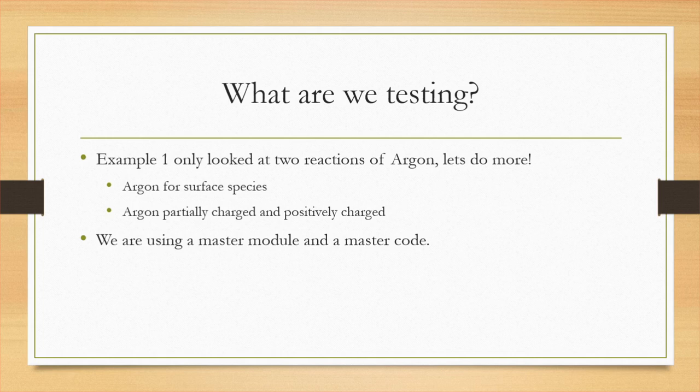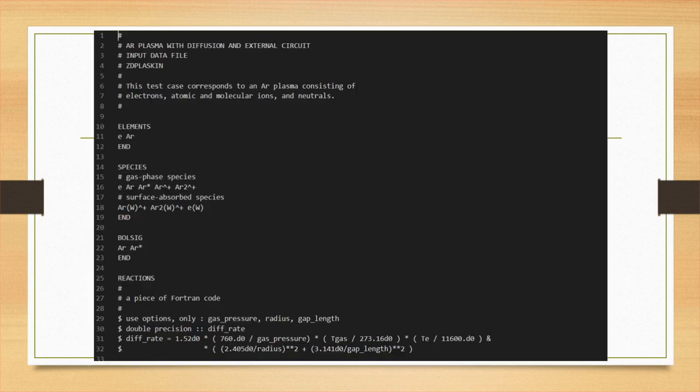In the next slide, I have shown the section in the connect.inp. We have all of our species, reactions, and conditions in this file, which we haven't seen before. This is because we have an additional module, the master module. We have more conditions that are not constant, so we need to specify for that.